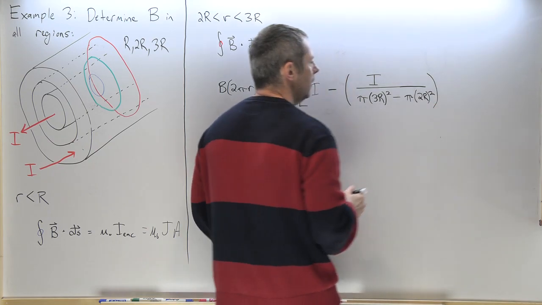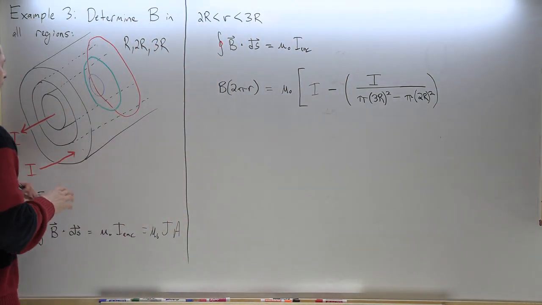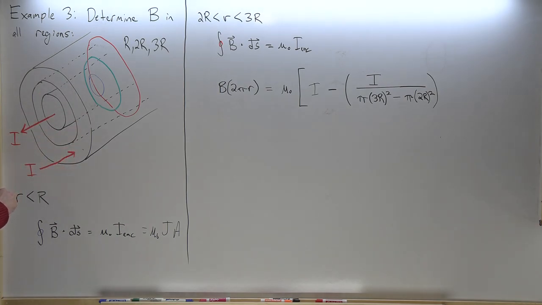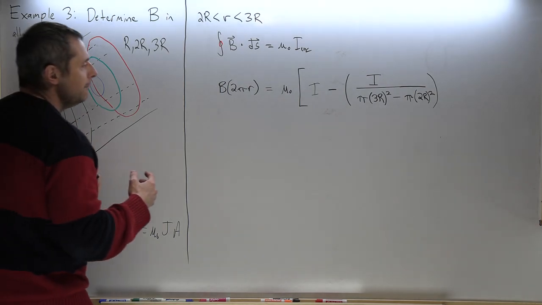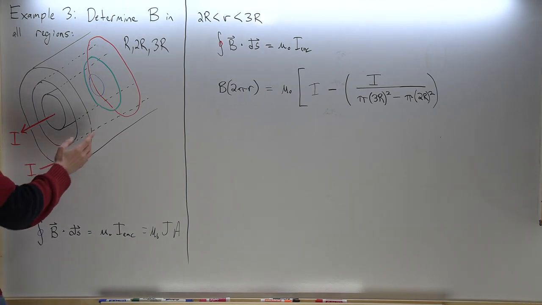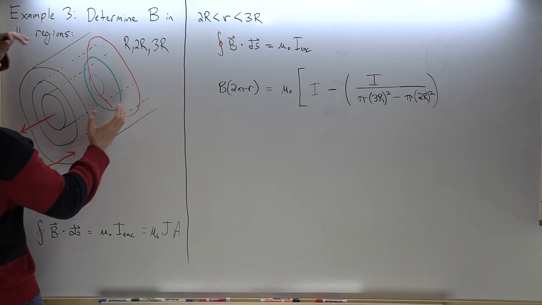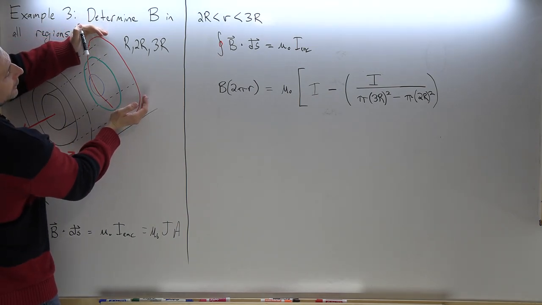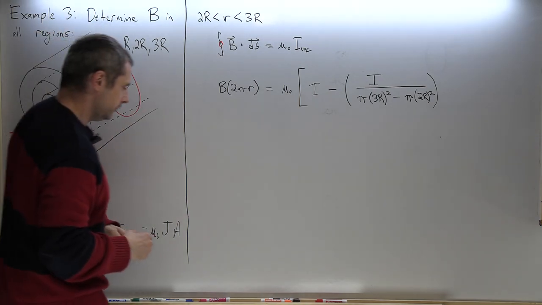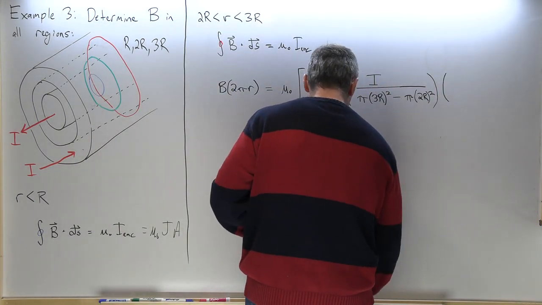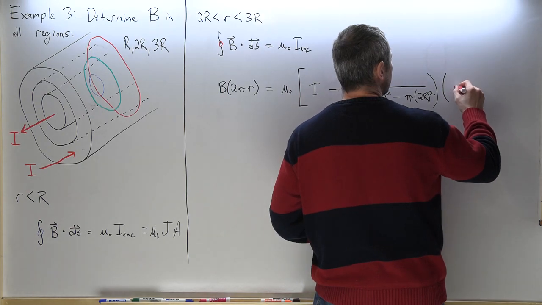There is the current density of the current in this outer conductor. But we need to multiply by the area that's within our Amperian loop. So we're going to take the area of the circle that's our Amperian loop, which is pi r squared.